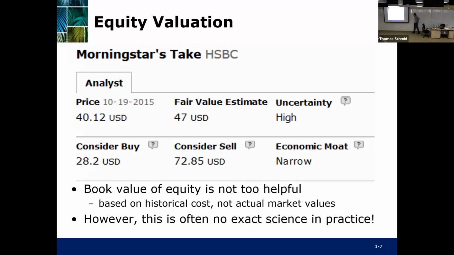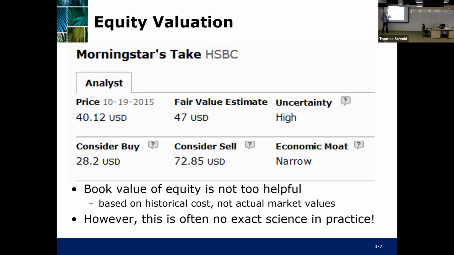So I want to show you that even professionals come up with valuations that are very uncertain. Very much not an exact science. So this is Morningstar, a professional company, and they have analysts, and they analyze HSBC. What they come up with is, this is from 2015, but it doesn't matter. The basic message is still the same. The market price of HSBC at that point of time was $40.12. That's the stock price, okay? Their fair value estimate is $47.